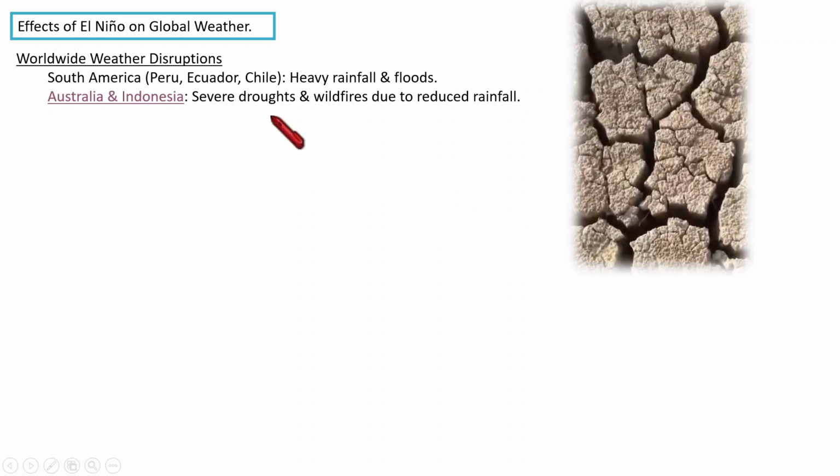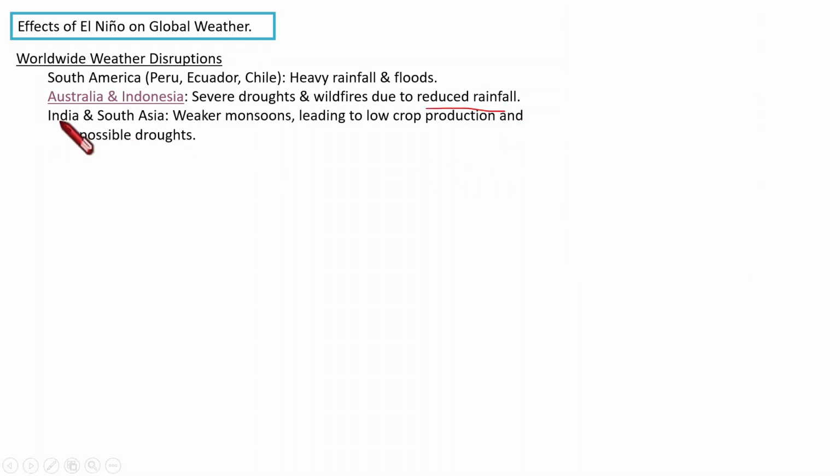Australia and Indonesia experience more droughts and wildfires, and also reduced rainfall. India also gets a weak monsoon. As the monsoon is so weak, our crop production will also be affected, because we mainly depend on this monsoon rain for successful crop production. So as the monsoon gets weaker, crop production is affected during El Nino.